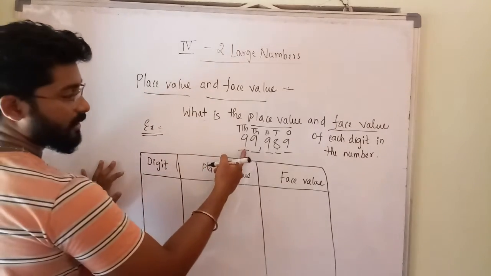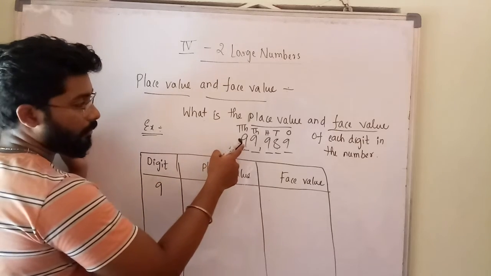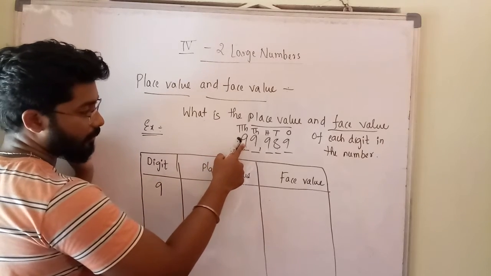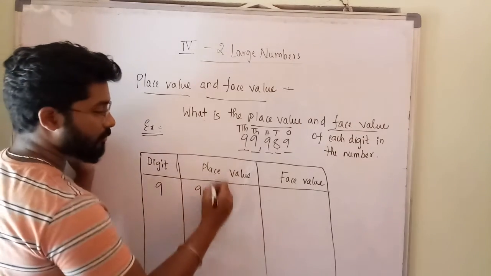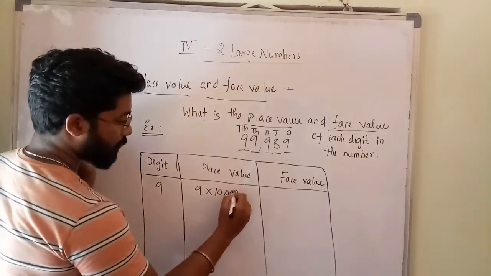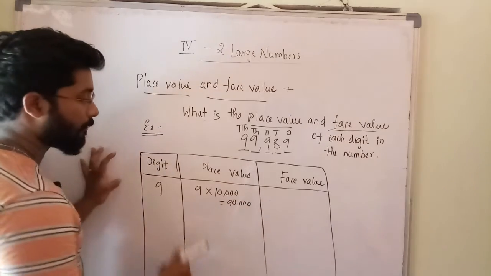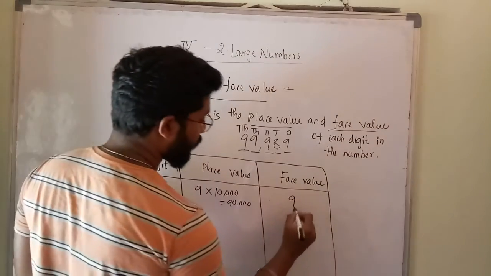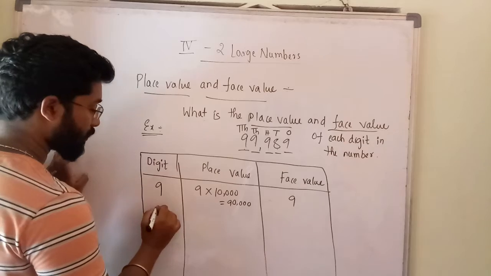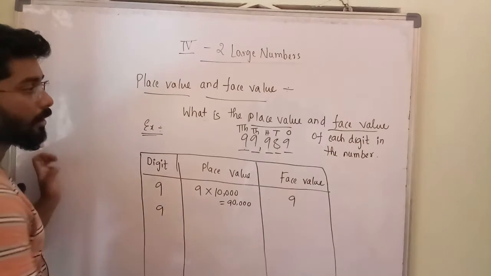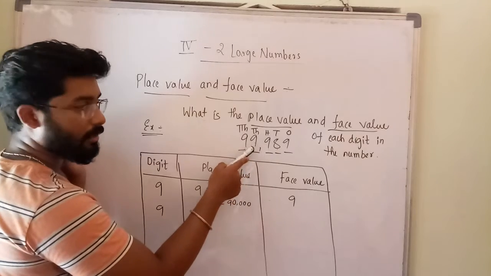So let us start from this 9, which is in 10,000s place. Digit is 9. What is the place value? The digit into, in which place it is there? 10,000s place. This is 90,000. Place value is 90,000. What is the face value of 9? 9 only. Next, coming to this 9, which is in thousands place.